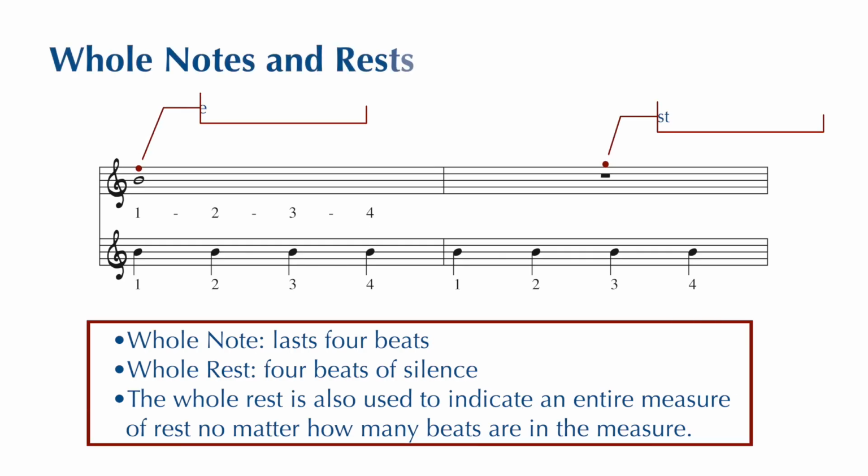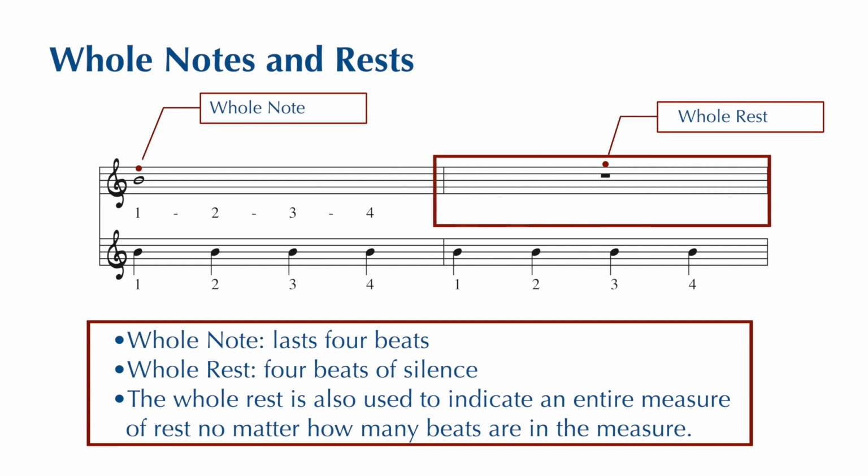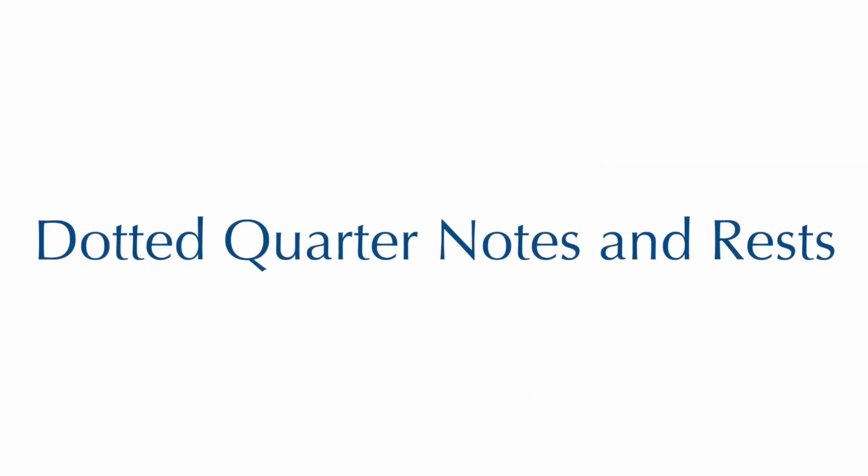A whole note is a single open note head with no stem, and it lasts four beats. 1, 2, 3, 4. A whole rest is four beats of silence. It looks like a half rest, except it hangs down from the second line from the top instead of sitting on the middle line. A whole rest is also used to show an entire measure of rest regardless of how many beats are in the measure.